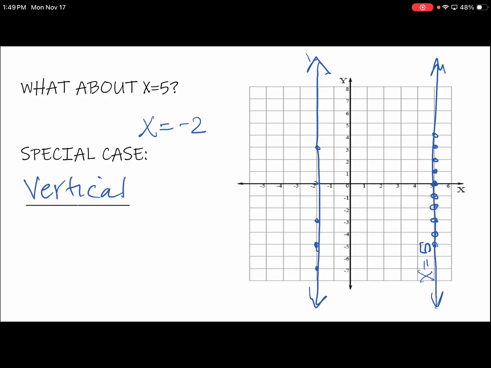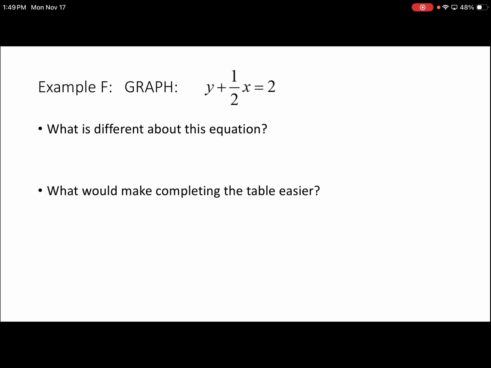Okay, so the last special case we need to talk about is example F. And F is much like what we did on Thursday when I saw you last. Still going to make a table, still going to do points, all of those things. There's a problem with F, though, that makes it different than what we've been dealing with all along. What is different about X? Right, it's not solved for Y, my bad.